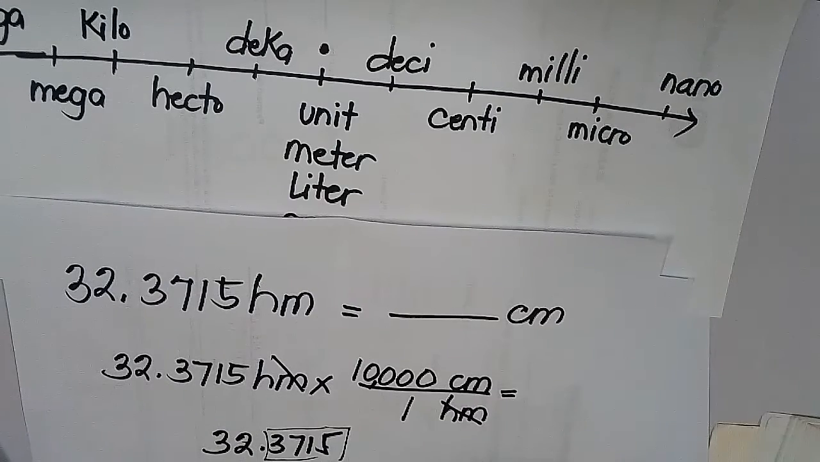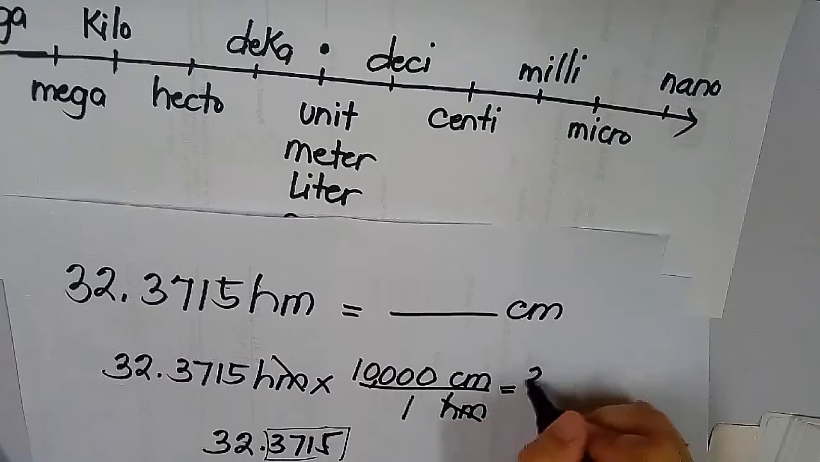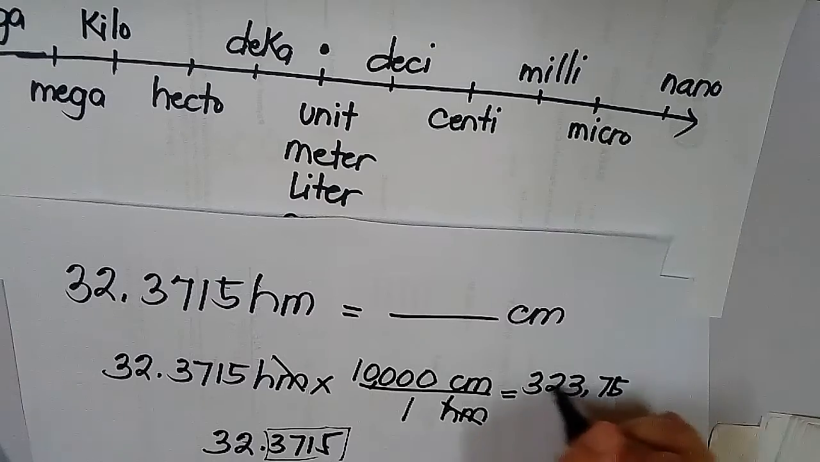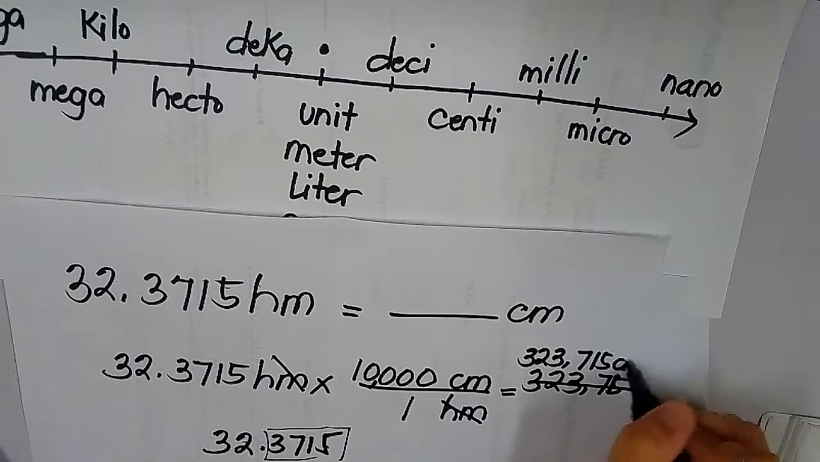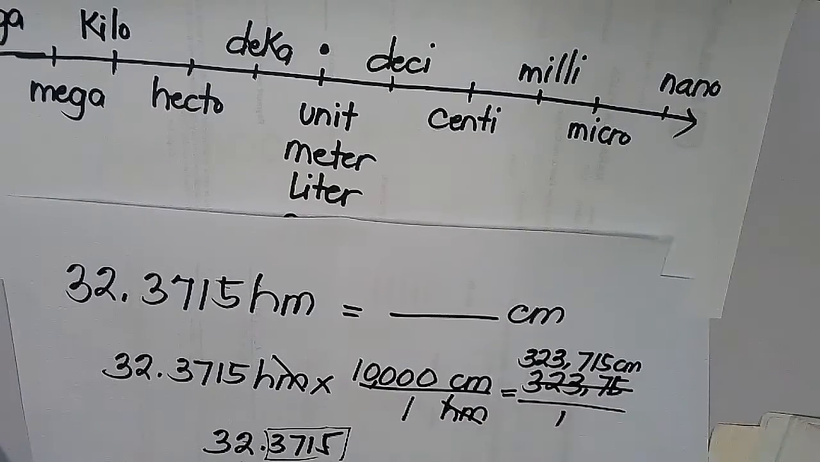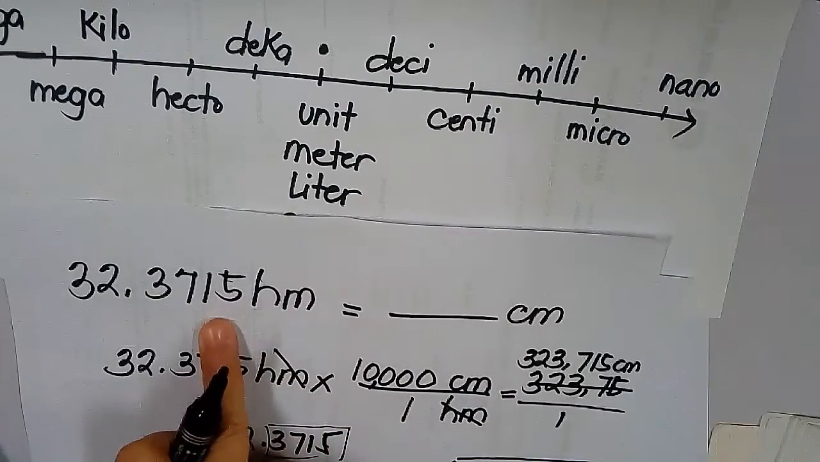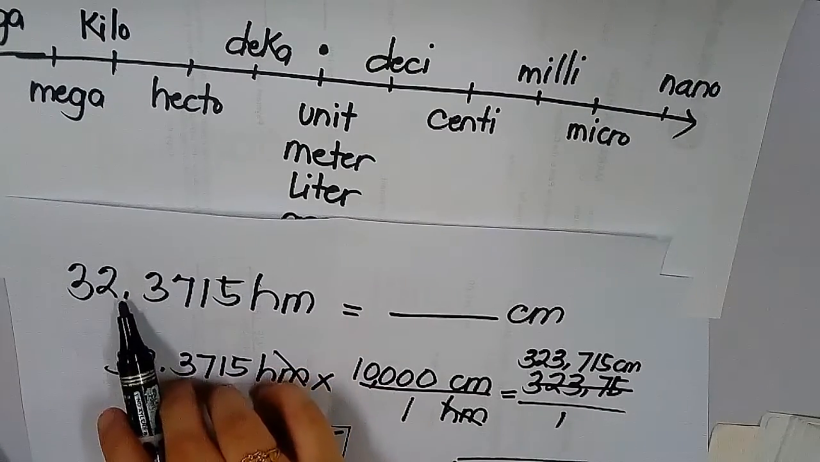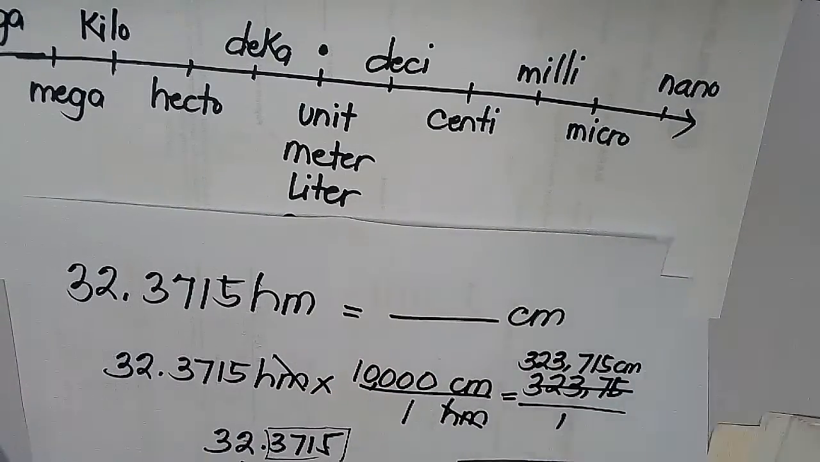So, now, our final answer is 323,715. So, 715 centimeter all over 1, which is also equal to this one. So, yan ang conversion nun papunta. Nakita niyo, umurong lang. Kasi, ito mo, 10,000 to. Kaya nung umurong siya is 1, 2, 3. Okay? Let's try our last example.